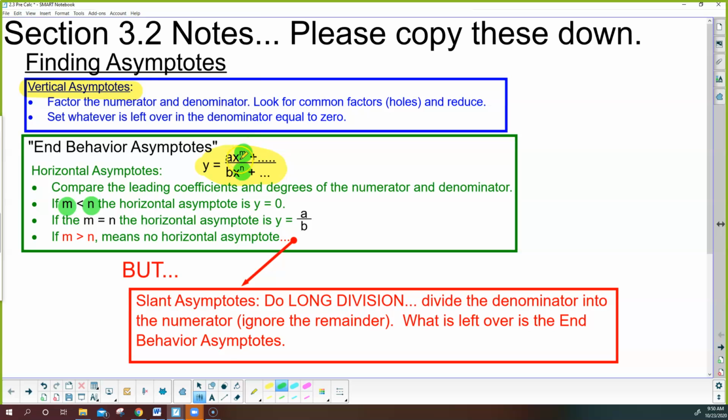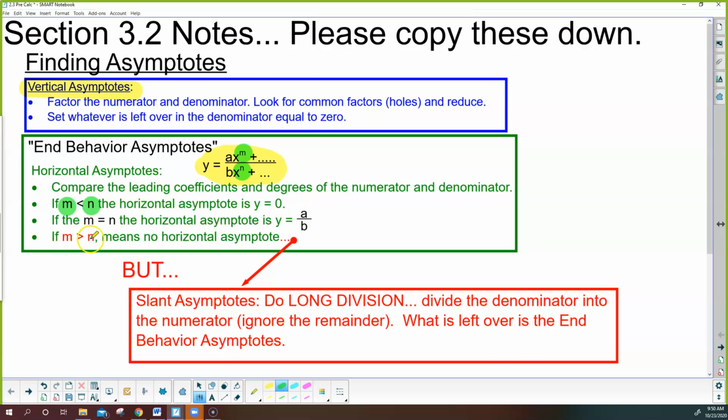So if your top degree is smaller than the bottom, that means the bottom is moving faster. That's a y equals 0 asymptote. And again, we'll show you how this works as we move on. If the top degree is equal to the bottom degree, then we have a horizontal asymptote at whatever the coefficients are. And we'll see an example like that today as well.